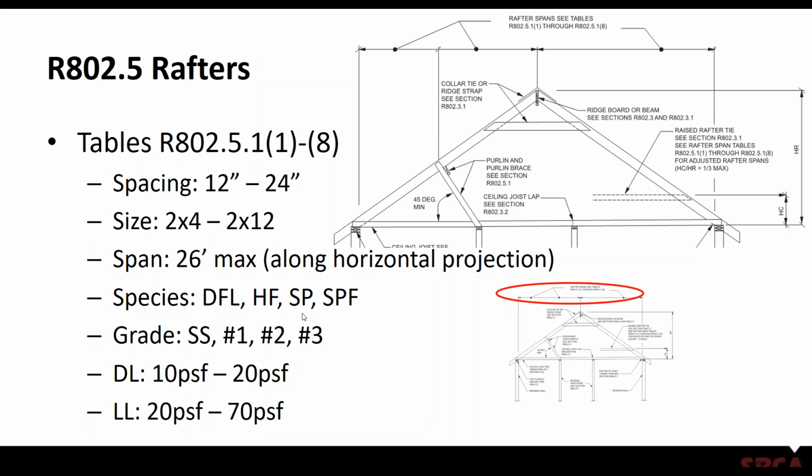Species that are listed are the same as with the ceiling joists. The grades are the same. In this case, they've got tables for dead loads of 10 pounds per square foot to 20 pounds per square foot, and then roof live loads, including snow loads, of 20 pounds per square foot up to 70 pounds per square foot. If you're in an area that's got some other type of species than what's included in the building code, you are allowed to go to the American Wood Council's rafter booklet. They've got a rafter booklet that basically includes other species that you're allowed to use. And the exact name escapes me, but I'll think of it.